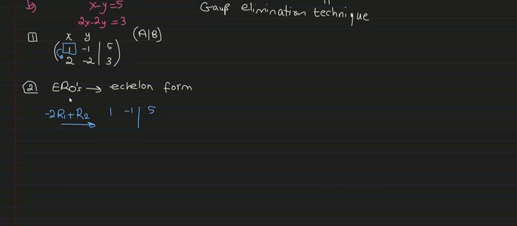Let's indicate this operation first: negative 2 times row 1. So negative 2 times 1, this is negative 2. And then negative 1 times negative 2, this is 2. 5 times negative 2, this is negative 10. And then we will directly add: negative 2 plus 2, this is 0, and then 2 plus negative 2, this is 0 again. Negative 10 plus 3, that is negative 7.